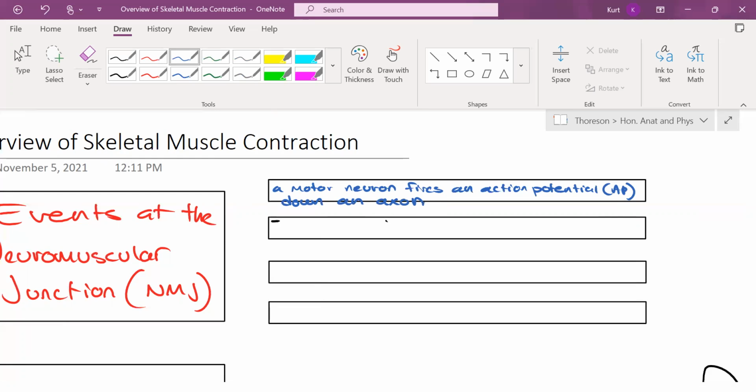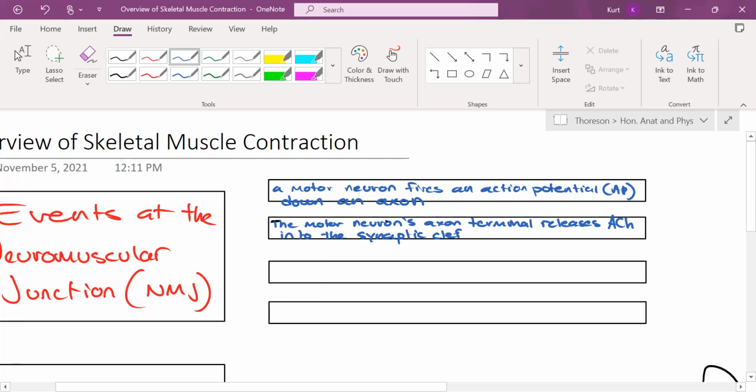Jack, do you guys happen to have the second stage? No? Grace, do you have this one? The motor neuron's axon terminal releases acetylcholine. The motor neuron's axon terminal releases, I'm just going to call acetylcholine ACH from this point forward so we can save some space, into the synaptic cleft.